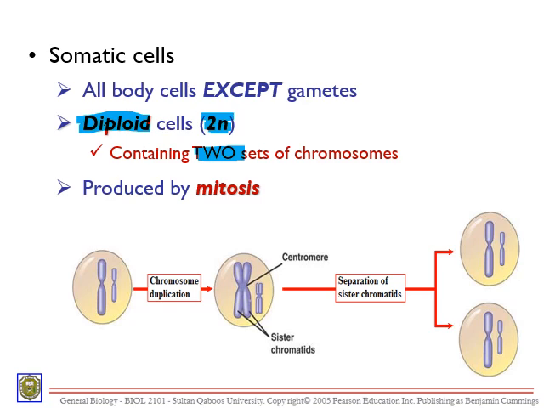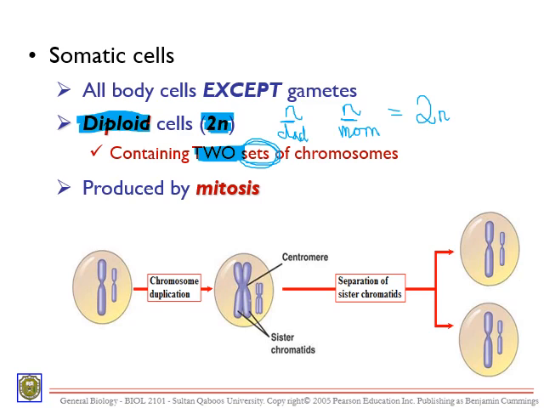All right, now from where did they get these two sets of chromosomes? They got one set from the mother and the other set from the father. So they got n from dad and n from mom, which makes it 2n, which is two sets of chromosomes.